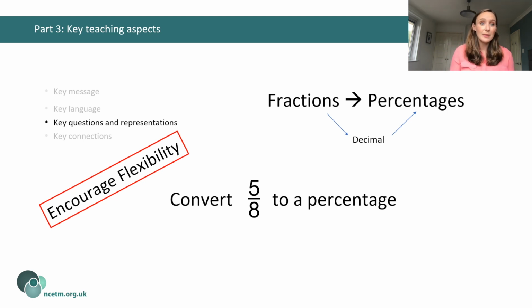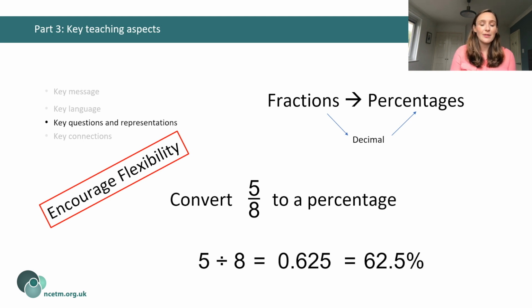So if we encourage flexibility between these three entities, then they should be able to convert anything, even if they have forgotten how to get from a fraction to a percentage, or if it's a tricky one, they should be able to get around it by finding another way to do it. So in this case, they can convert 5/8 to a decimal by doing 5 divided by 8, and then multiplying the answer by 100 to give us 62.5%.